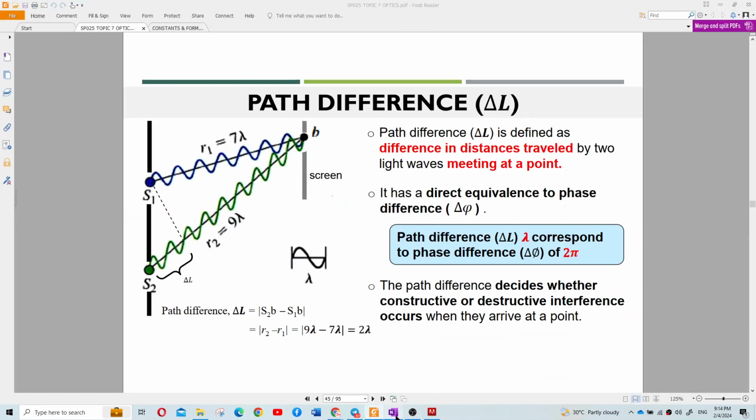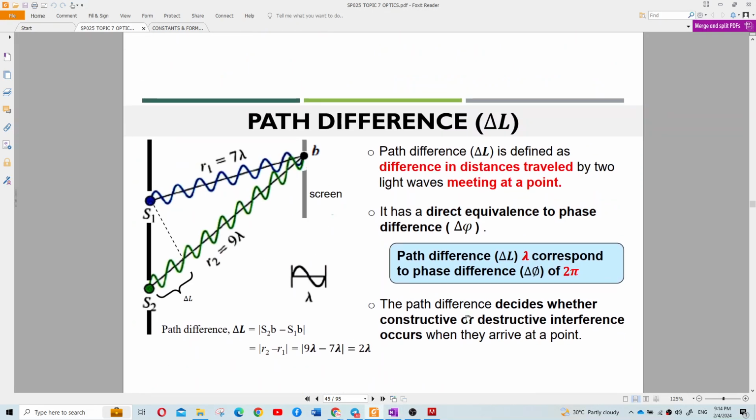So this path difference decides whether constructive or destructive interference may occur. It decides whether at point B on the screen you get a bright fringe or a dark fringe. Understand? So it's all determined by this path difference delta L.